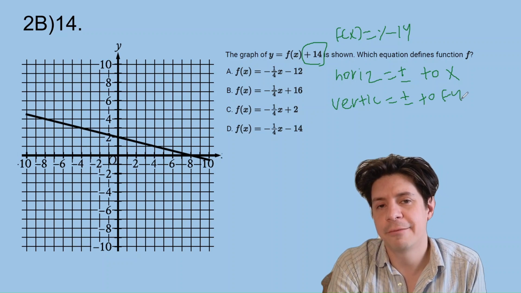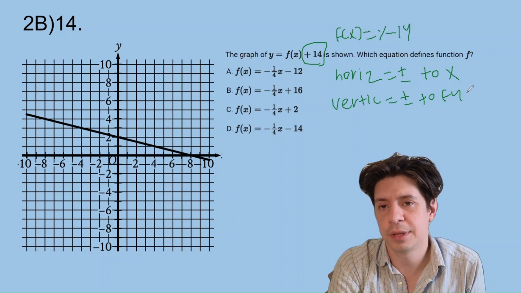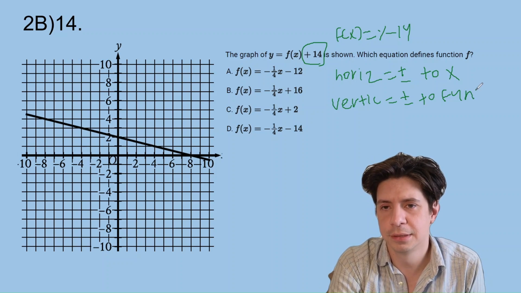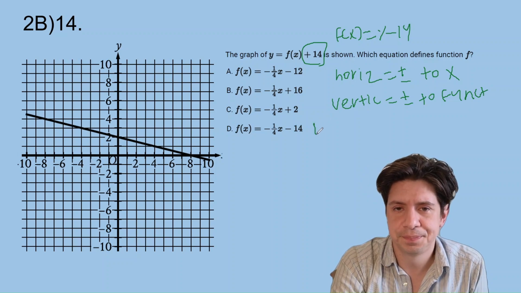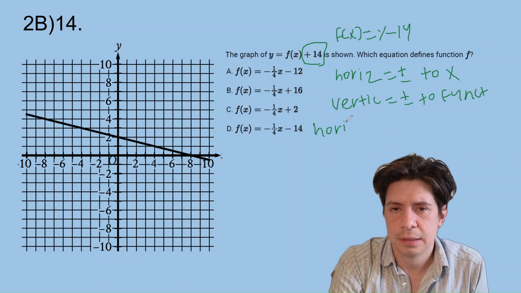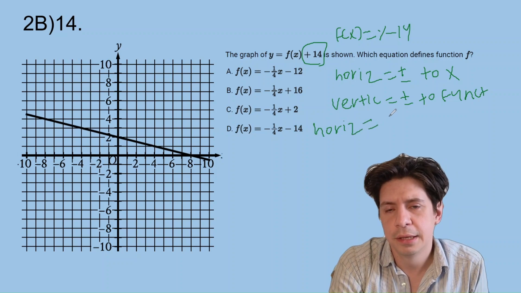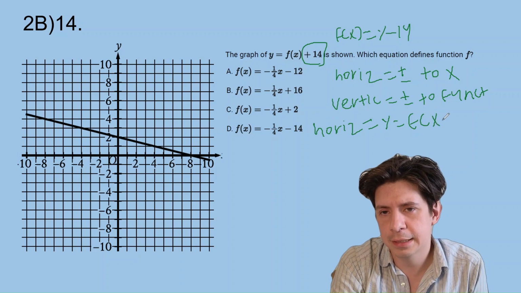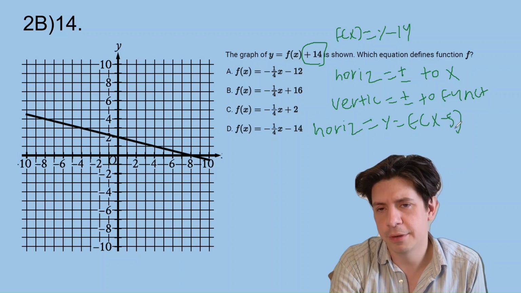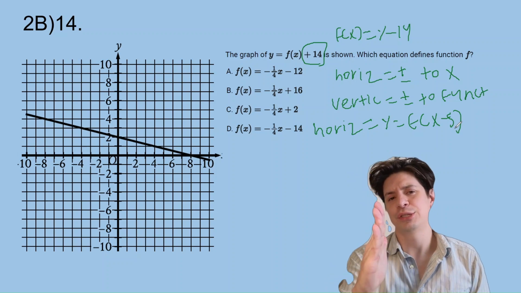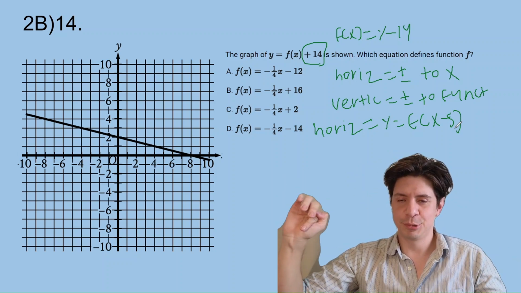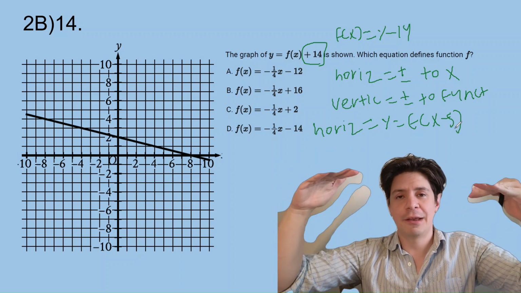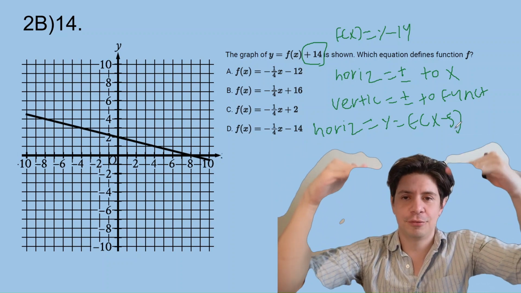We're not doing f of x parentheses plus 14. I'll show you what I mean in a second. So horizontal, right, would be something like y equals f of x minus 5 or something, right? That's a horizontal shift, and that'd be a shift to the right 5. Horizontal goes in the reverse that we would think. Vertical goes where we want. You add 5, you go up 5. You subtract 5, you go down 5.